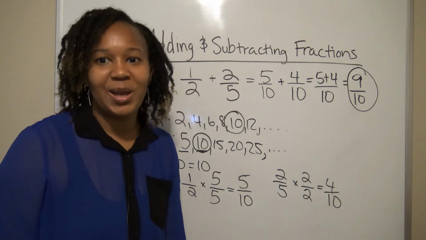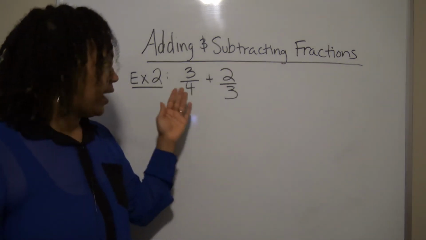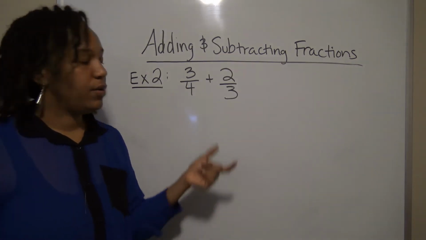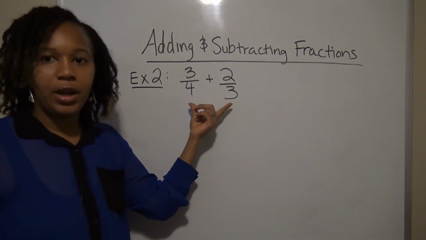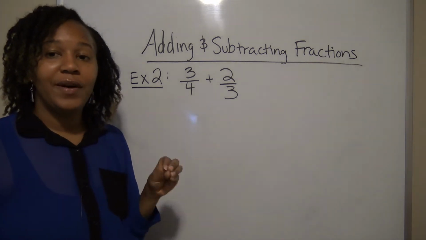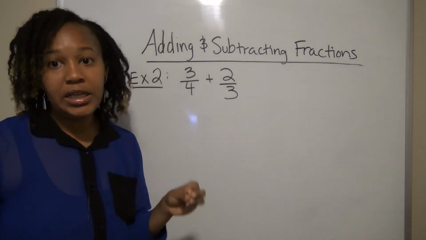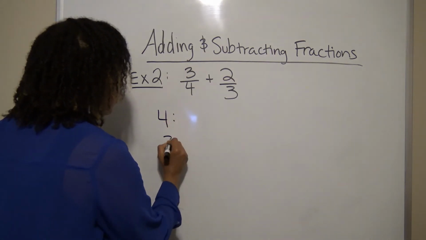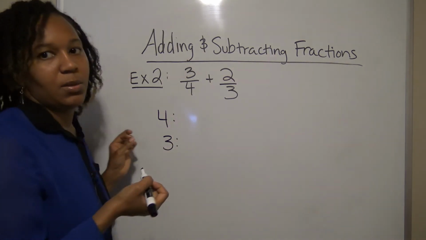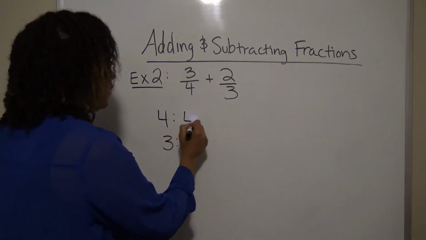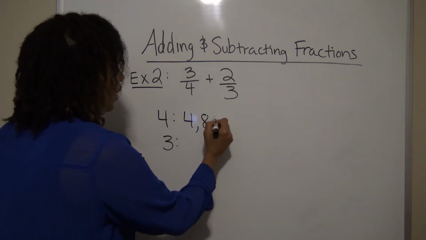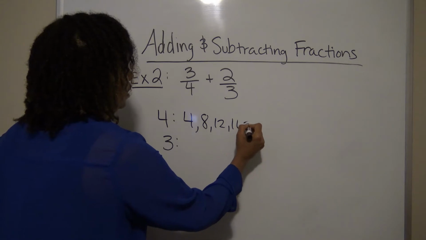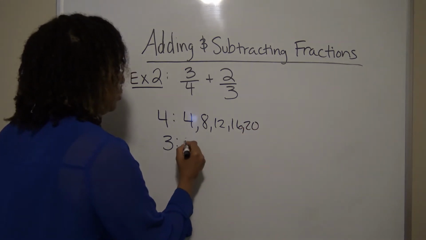So let's look at another example. In example 2, we want to add 3/4 plus 2/3. So if you look at these, you see that the denominators are different. So we need to find a common denominator, a least common denominator, the LCD. So we want to take multiples of 4 and multiples of 3 and see what is the smallest one they have in common. So if I list some multiples of 4, 4, 8, 12, 16, 20, and I can keep going if I need to.